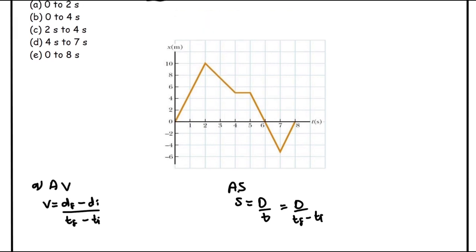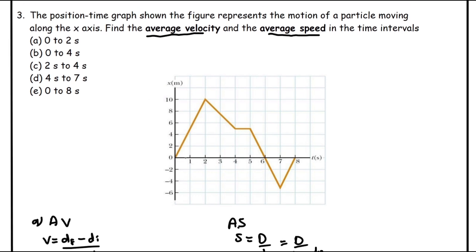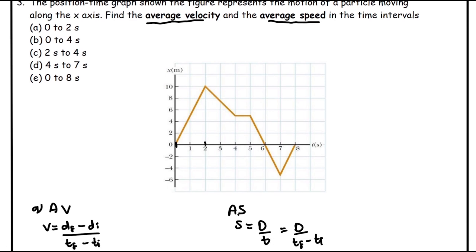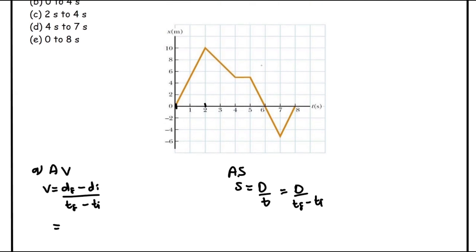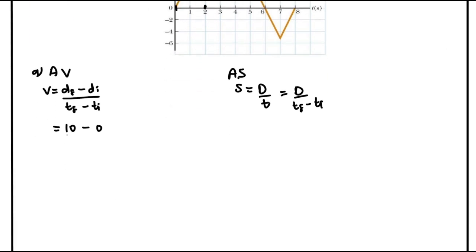Okay, let's begin with the first one. The time interval 0 to 2 seconds. The average velocity: for the final displacement, we go to the graph at time 2. At time 2, the displacement is 10. So the final displacement is 10 minus the initial displacement, which is 0. The final time is 2, the initial time is 0. This gives us 10 over 2, which is 5 meters per second.